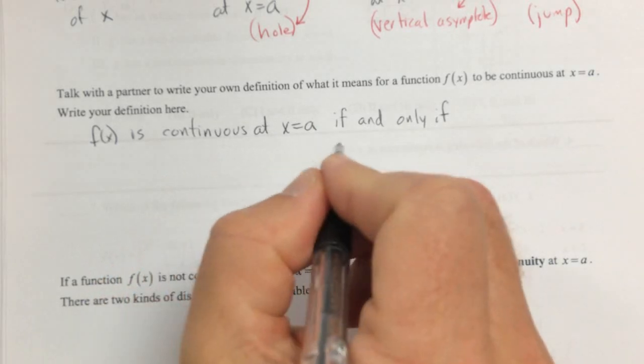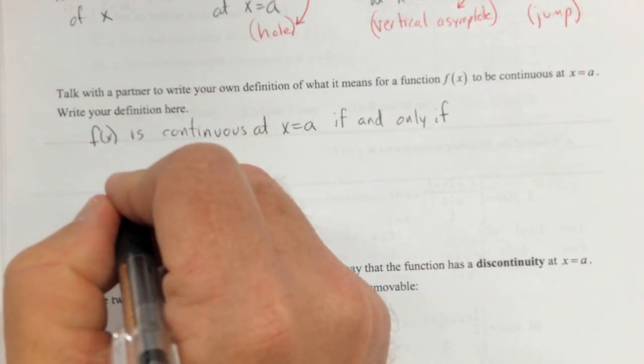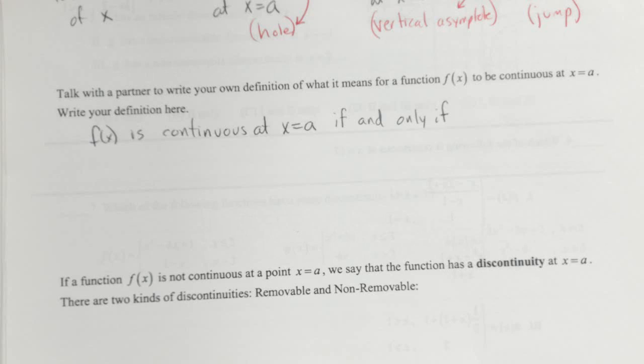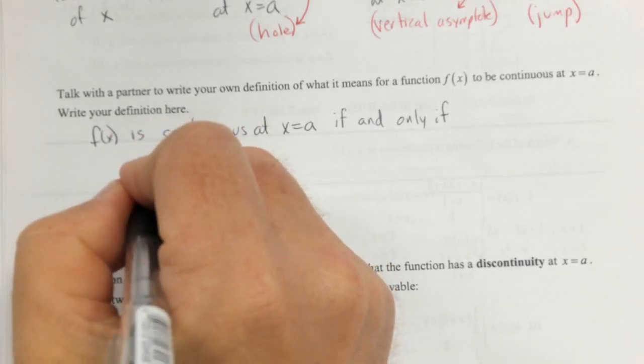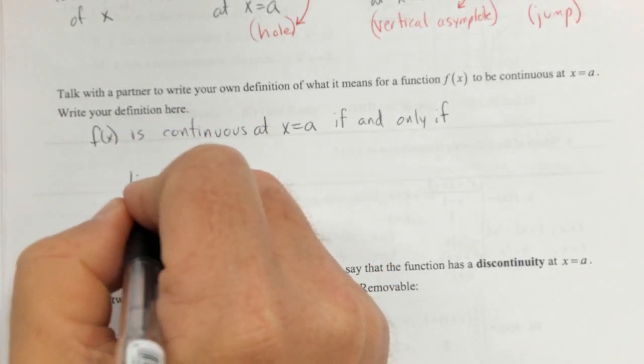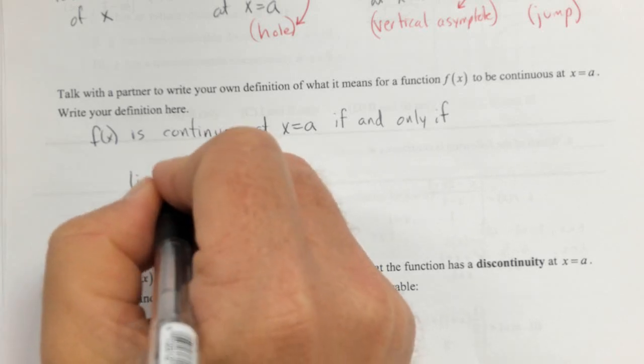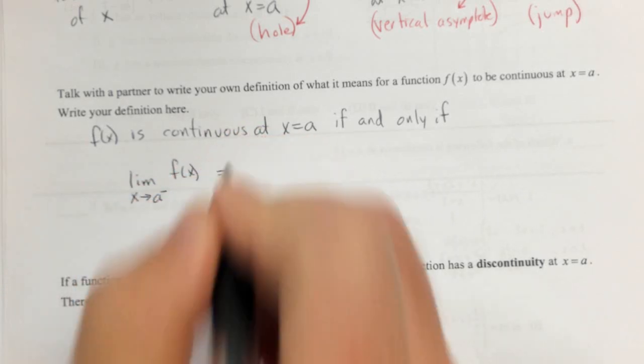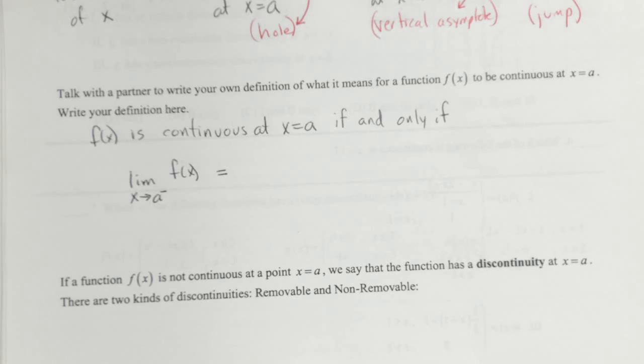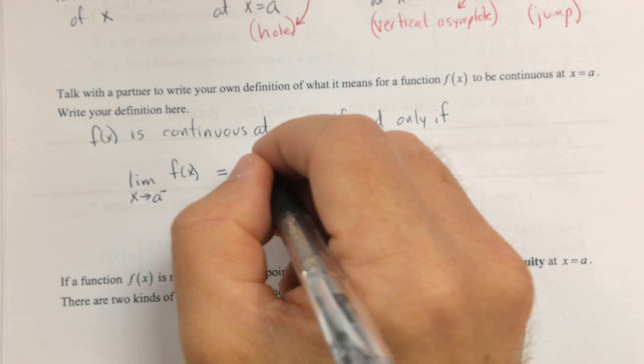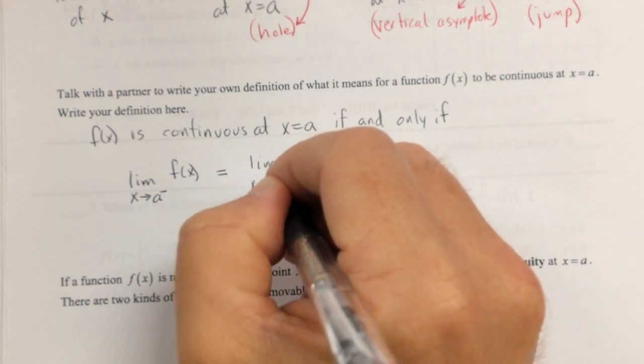f is continuous at x equals a if and only if, and then I'm just going to write in the technical terms what I've said a couple times. The left limit's got to equal the right limit's got to equal the function value. Limit as x approaches a from the left. So it looks technical because there's all the little symbols we got to get right. Limit as x approaches a from the left has to equal the limit from the right. So the limit as x approaches a from the right.